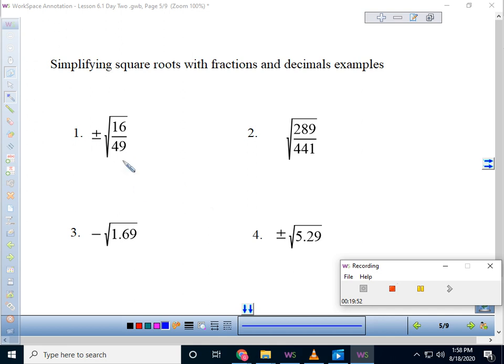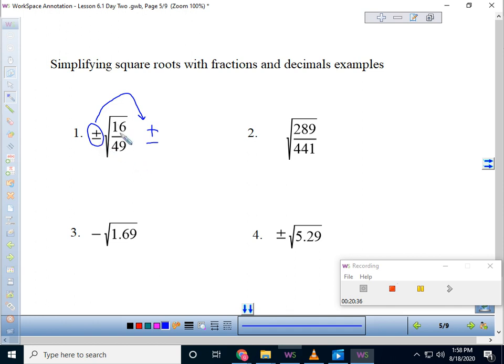Well, the first thing I see on number 1 is I have this plus or minus. And I'm not going to let that scare me. I'm just going to copy that plus or minus down in my answer. We'll talk about that later, but for right now, you just need to copy it down. There's no big deal with that. It just means that you're going to have a positive answer and a negative answer in your solution. But you don't have to worry too much about that.